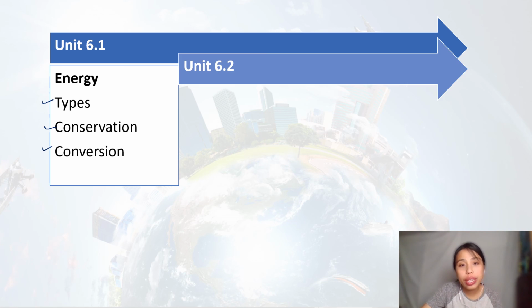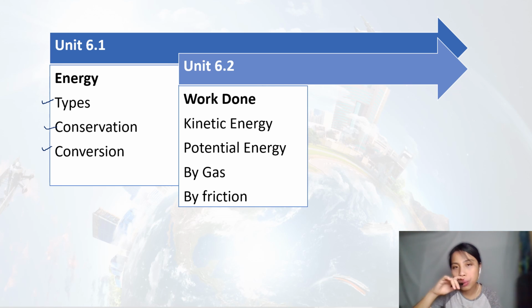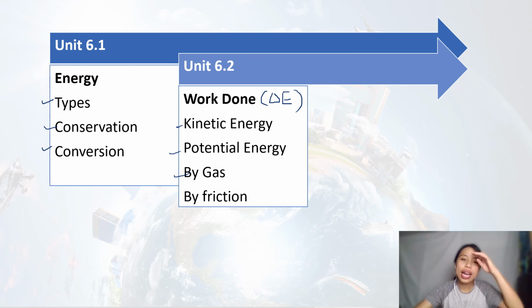Then in the next unit, you should be able to explain and calculate the work done. We talked about this very briefly just now. Work done is basically change in energy. We will have different types: kinetic, potential, work done by gas, so you're compressing gas, and also work done by friction, so a car getting stopped by friction.